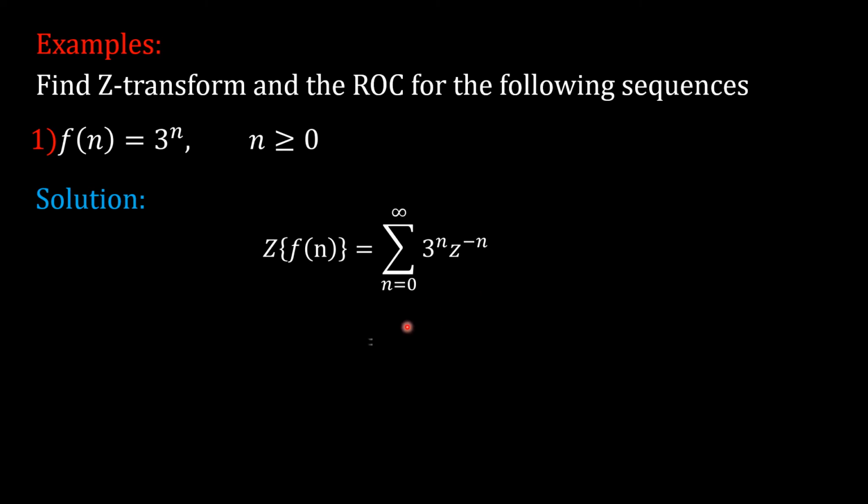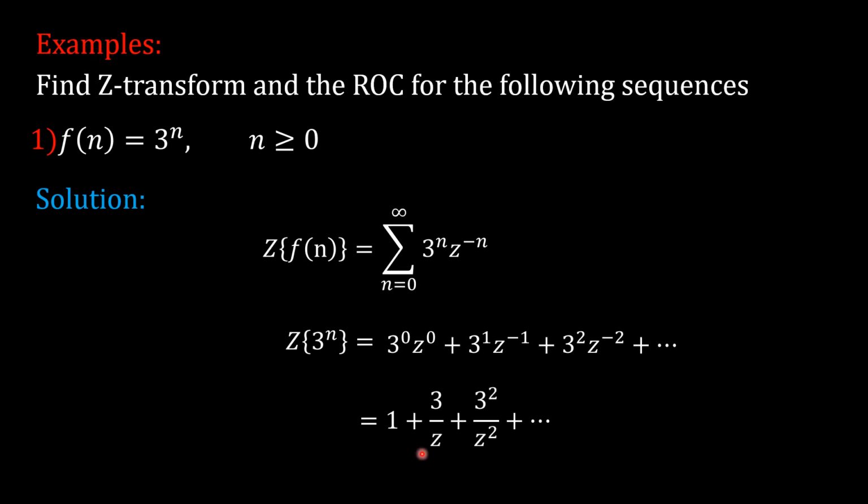Put values of n one by one. That will give us 3 raised to 0 Z raised to 0 plus 3 raised to 1 Z raised to minus 1 plus 3 square Z raised to minus 2 plus so on. We will rewrite this and get 1 plus 3 upon z plus 3 square upon z square plus so on, which is in geometric progression with common ratio 3 upon z and the first term is 1.